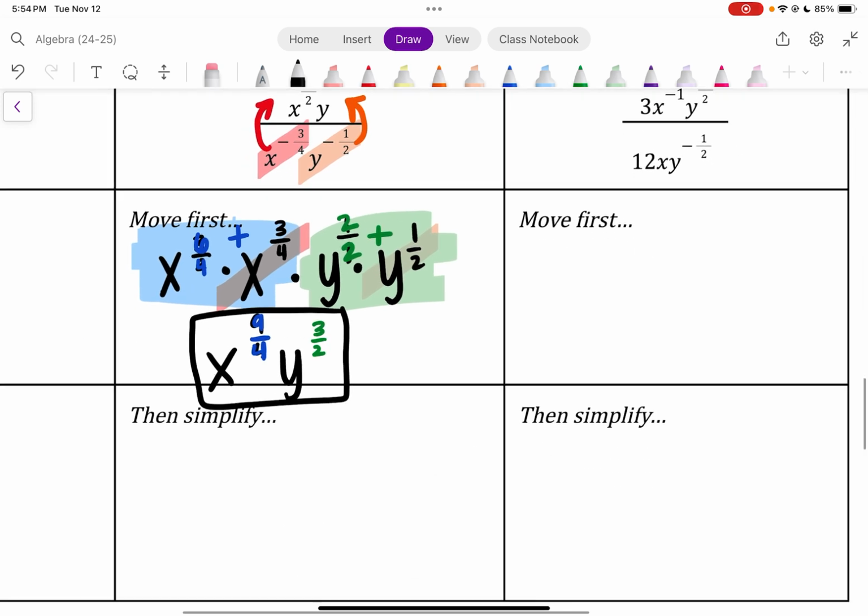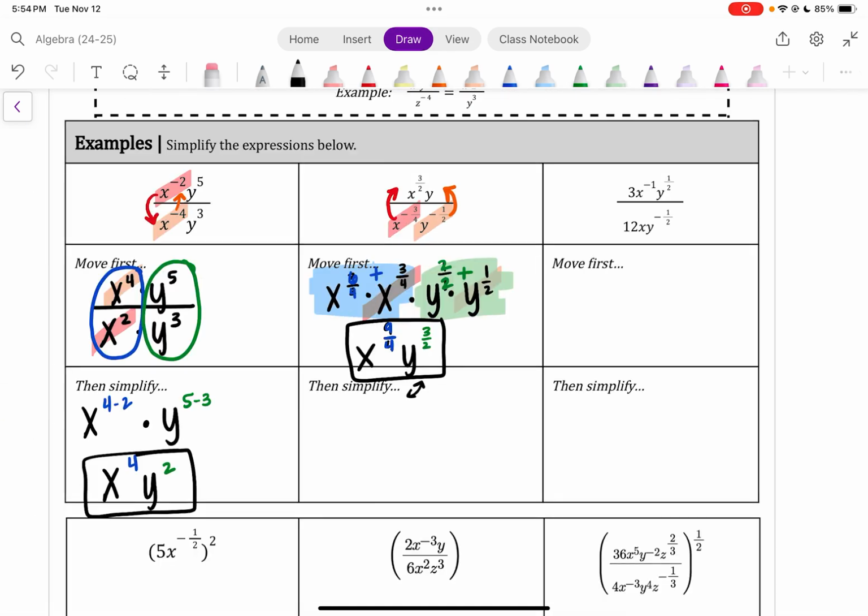Okay? Oh, I did the simplifying. So this is the simplified version. So that should have been down below. Okay? So moving so they're all at the top, and then simplifying. Okay? You can go ahead and try that next one on your own. Move them first. What does that look like once you move them? And then simplify them. And you can check your answer with the content library.